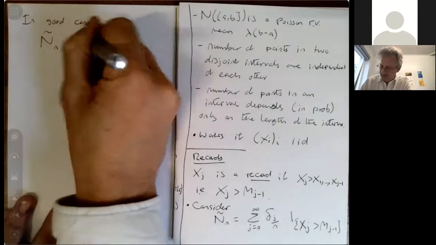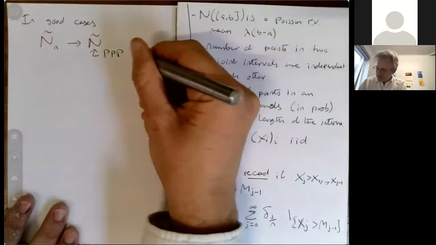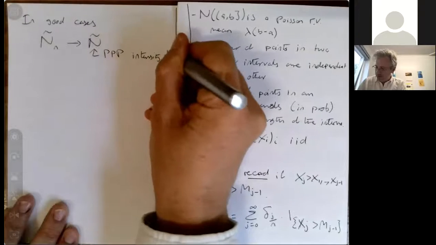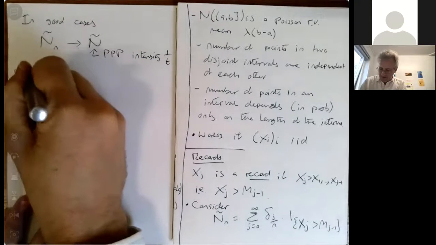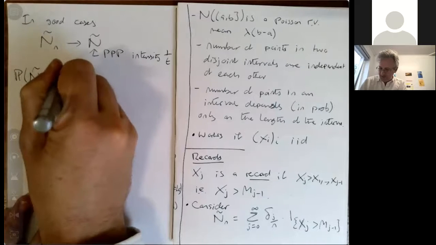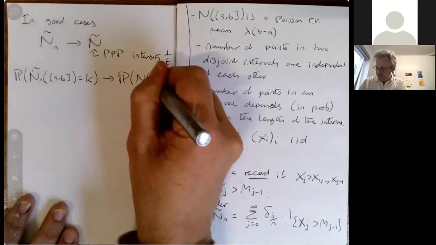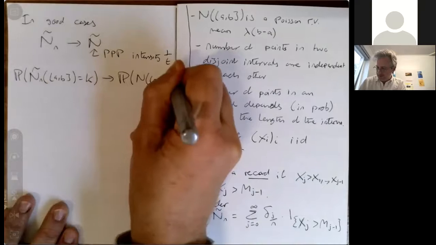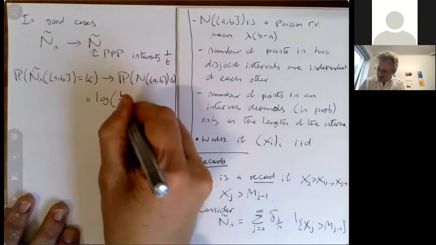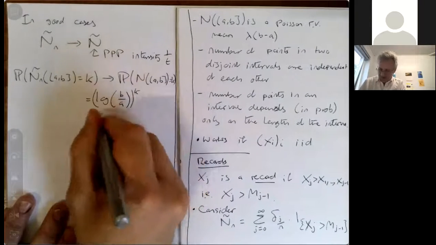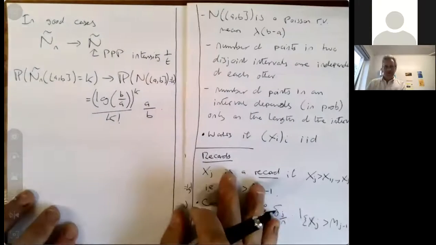you get N tends to some N tilde, and this is a Poisson point process with intensity 1 over t. So the tau's gone now. This means that the probability that N tilde AB is equal to k tends to the probability that N AB equals k, and that's equal to log of, so you're integrating 1 over t, so you get a log, b over a to the k, over k factorial. Previously I had an e, but then an e is going to cancel with the log, and I'm just going to get a over b. Okay, so that's my limiting distribution.